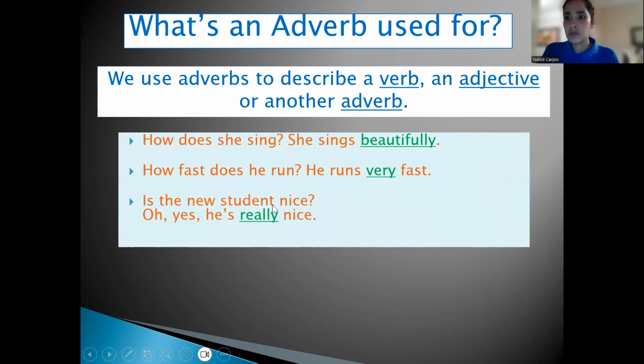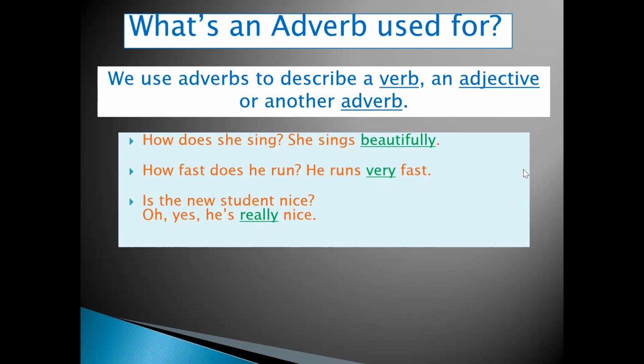Is the new student nice? Oh, yes, he's really nice. This is an adverb, okay? These words describe, in the first, the action verb. The second describes the adjective. And in the third question, it just describes the adjective. Continue.